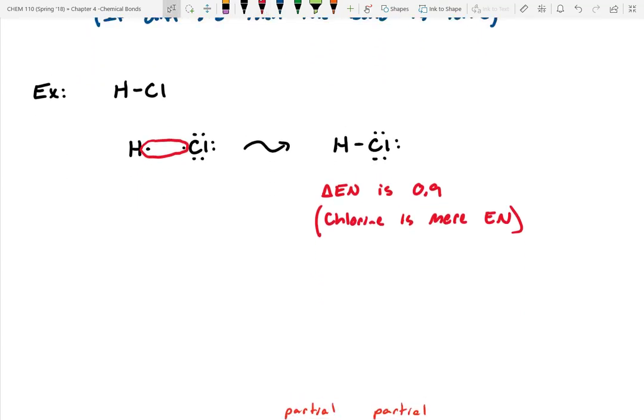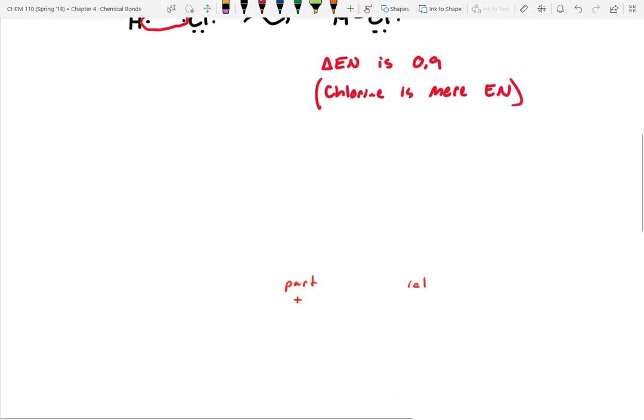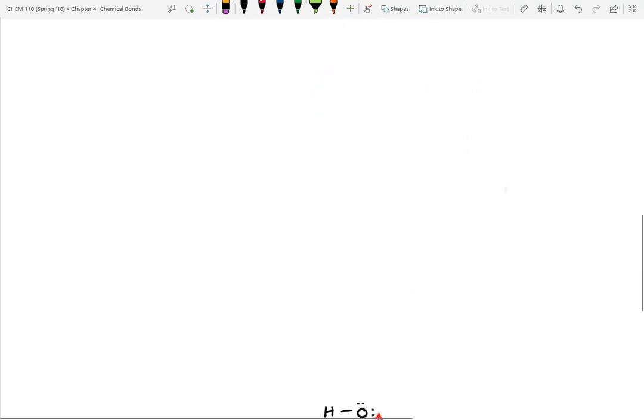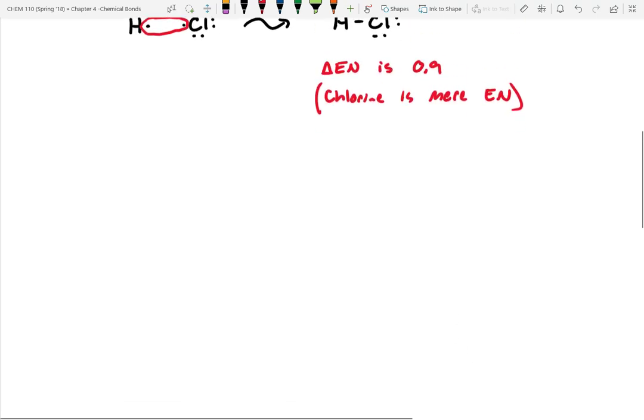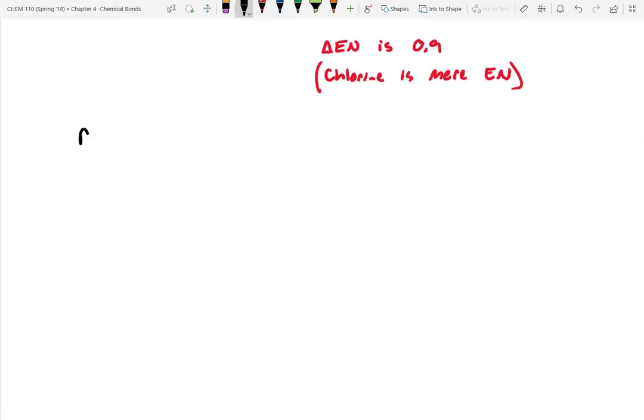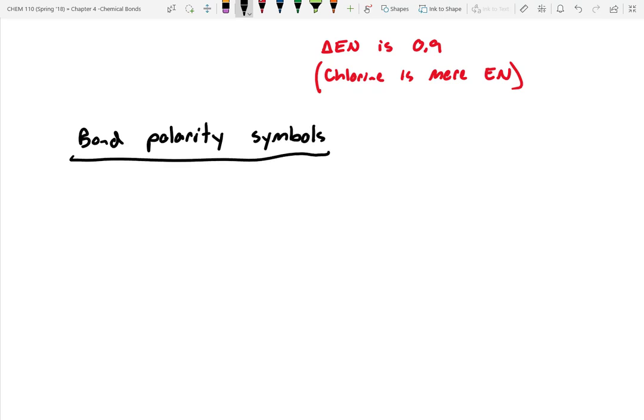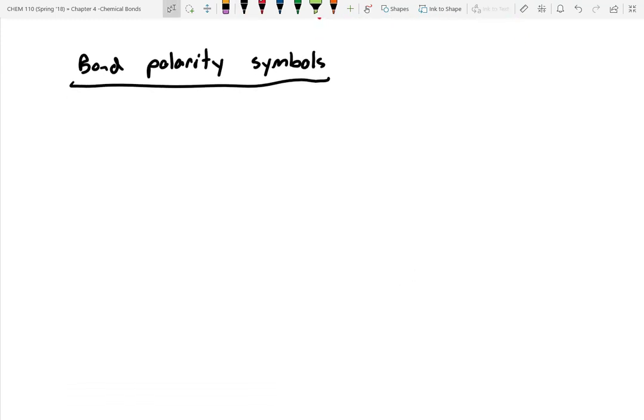There's a bunch of different ways you can draw this. So I wanted to show you some examples of how to draw bond polarity symbols. And I think I lost my picture here. Sorry, just one second. So let's determine how to draw bond polarity symbols. That just means difference. So in math, that triangle means delta, meaning a change. Good question. So let's take a look at HCl.